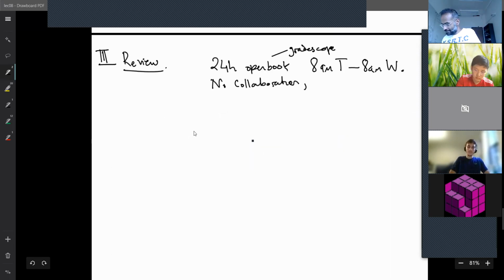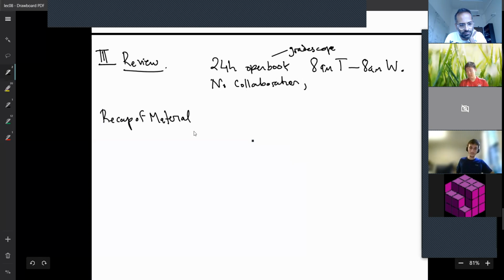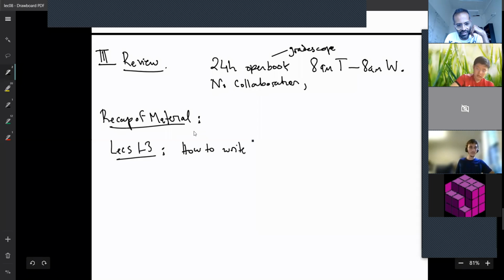Now, what do I want to say about studying for the exam? So first, here's a quick recap of material. At a high level, we achieved three different things before the midterm so far. First, in lectures 1 through 3, we discussed how to write and interpret precise mathematical statements.